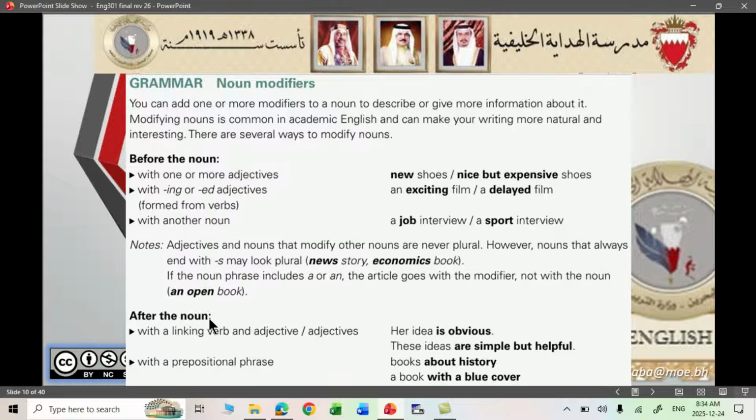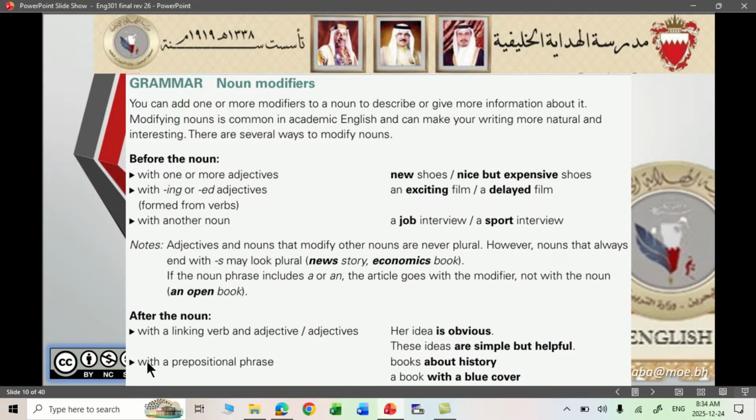it after a noun. In that case, it would be in that form with a linking verb and adjective or adjectives, like her idea is obvious. Here we use a linking verb, and we can add any adjectives. He is tall. The lecture was interesting, and so on. These ideas are simple but helpful. Okay, so you can also use one adjective or more than one adjective.